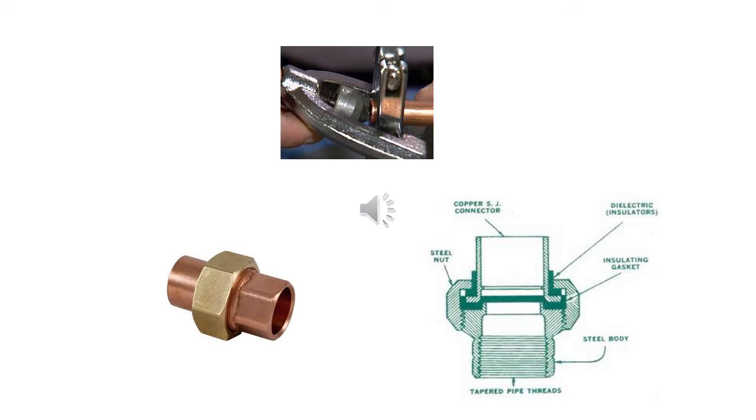Other methods of joining copper pipe are with flares for soft copper and unions for both hard and soft copper. The upper picture is of a flare being made with soft copper. The picture on the lower left is of a union for copper pipe. The picture on the lower right is that of a dielectric union. You would use it when joining a copper pipe to a steel pipe.